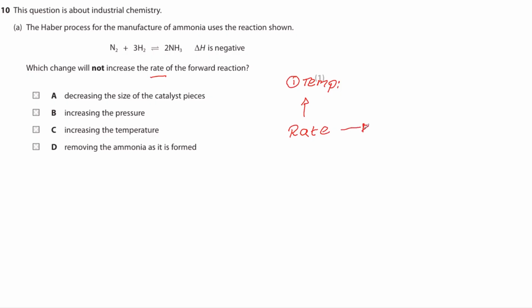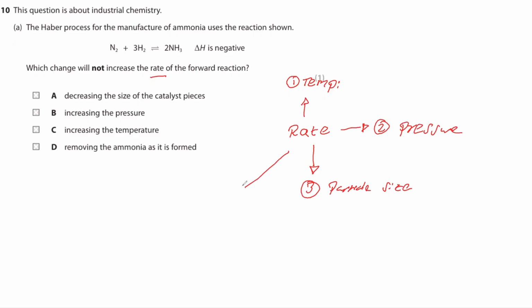Then the second thing is, if it is a gaseous reaction, these are gases, the second one is pressure. High pressure, higher rate, low pressure, lower rate. The third thing I can remember is particle size. If the particles are fine, if they are in powdered form, they have more surface area, and then the rate is higher. So one is particle size.